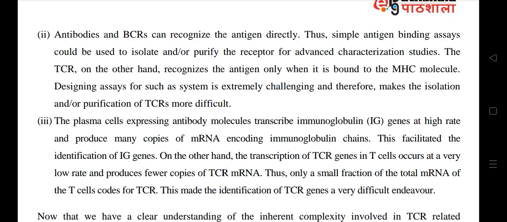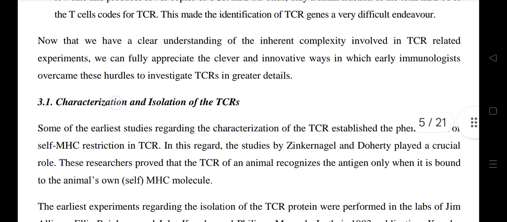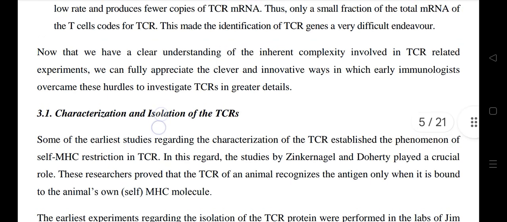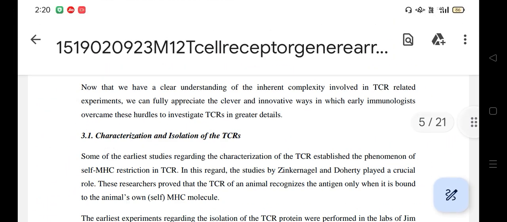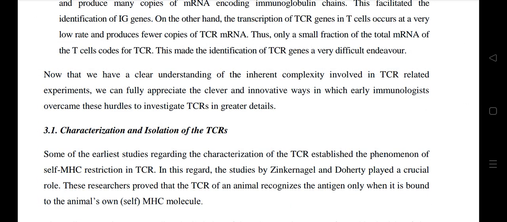The transcription of TCR genes in T cells occurs at a very low rate and produces fewer copies of TCR mRNA. Thus, only a small fraction of the total mRNA of the T cell codes for TCR. This made the identification of TCR genes a very difficult endeavor. Now that we have a clear understanding of the inherent complexity involved in TCR related experiments, we can fully appreciate the clever and innovative ways in which early immunologists overcame these hurdles to investigate TCR in greater detail.